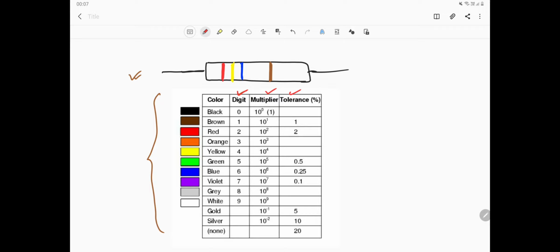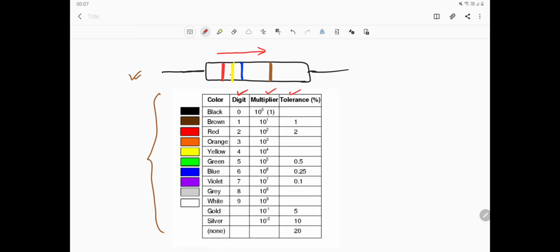tolerance. So there's space between 3 or 4 lines and the last line. As you can see here, there are 4 lines: red, yellow, blue and brown. Between red, yellow and blue they are equally spaced, but between blue and brown there is a space. So whenever this situation is there, we'll always start from left towards right. So we start from the lines which are closely spaced towards the gap.